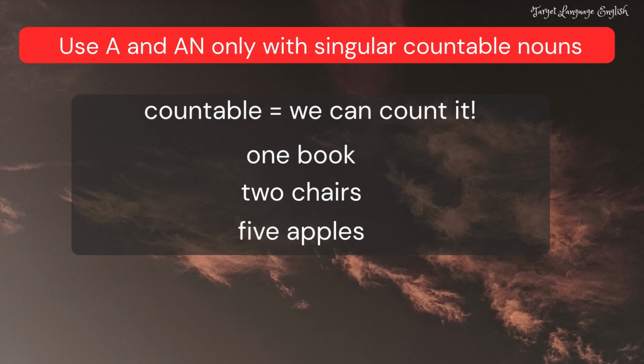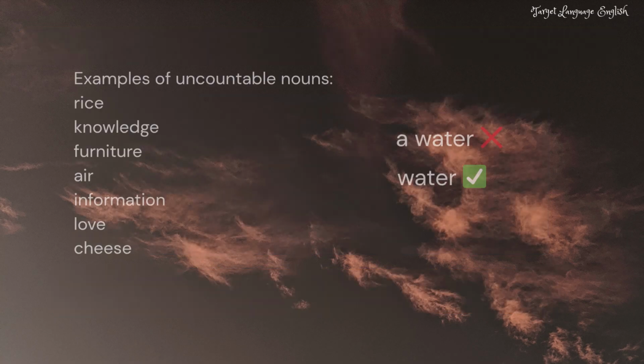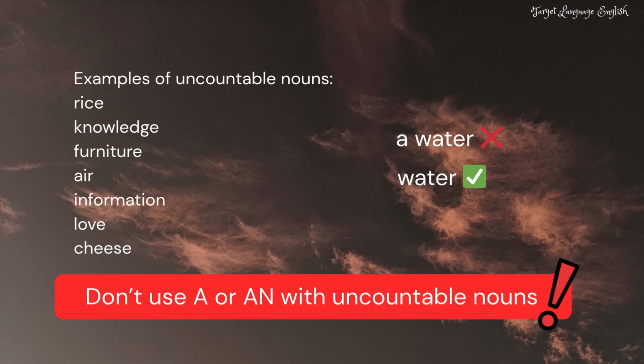We use a or an only with countable nouns. We do not use the indefinite article with uncountable nouns. We'll talk more about countable and uncountable nouns in another video. For now, some examples of uncountable nouns are rice, knowledge, furniture, air, information, love, cheese, and so on. Remember, we do not use a or an with uncountable nouns.